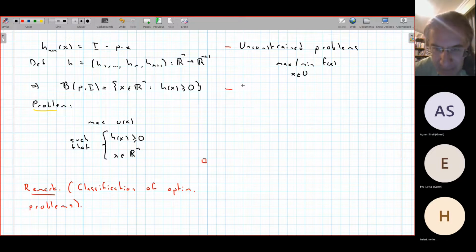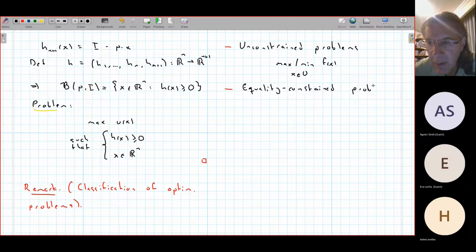We also have equality constraint problems, which are problems of this form. So you want to maximize or minimize some function such that the following conditions are satisfied: g of x is equal to 0 and x is in U.